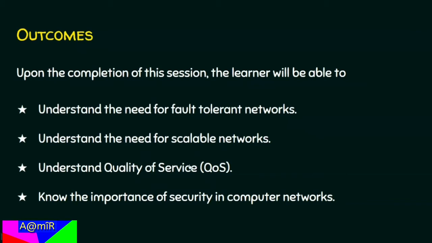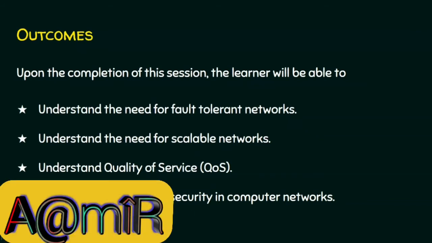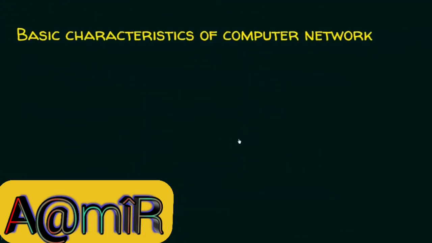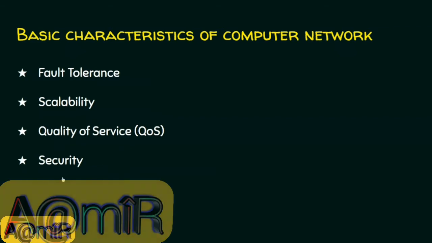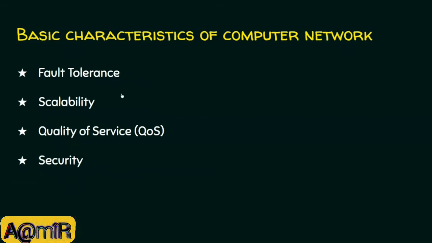We shall understand what is quality of service, and we shall also understand why we need security in computer networks. There are 4 basic characteristics any computer network should possess: fault tolerance, scalability, quality of service, and security. If we say there is a computer network, it should be fault tolerant, it should be scalable, it should provide quality of service, and it should also provide security. We shall see each of these in a detailed manner.